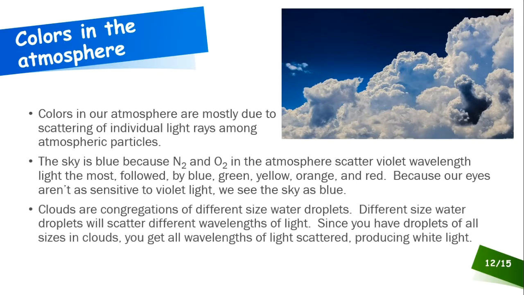Now, as I said before, clouds are just water vapor, so you've got different sizes of droplets there in the clouds. And of course, different sizes of droplets are going to scatter the light differently. Different wavelengths of light are going to come out of different sized droplets. So since you've got droplets of all sizes in the clouds, you get wavelengths of all the light scattered, and that's why the clouds look white, because white is the color we get when we combine all the other colors together.